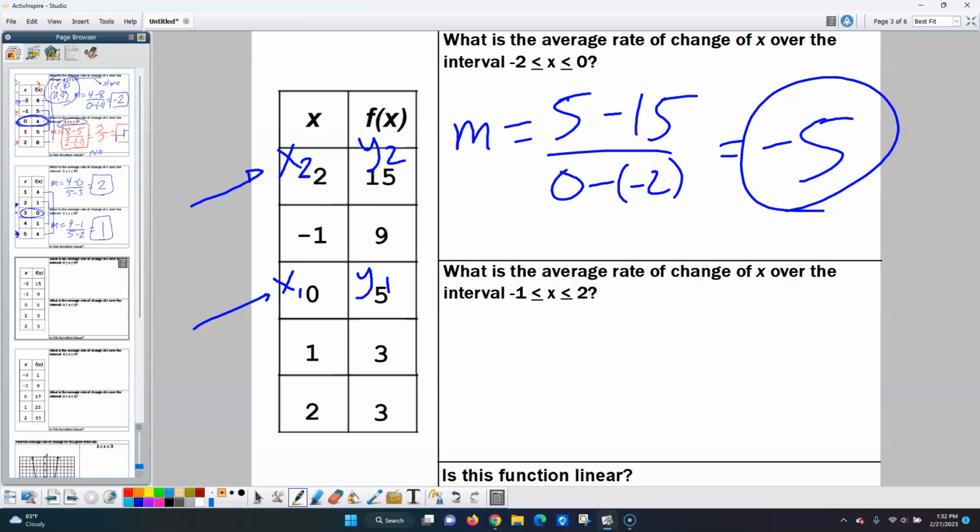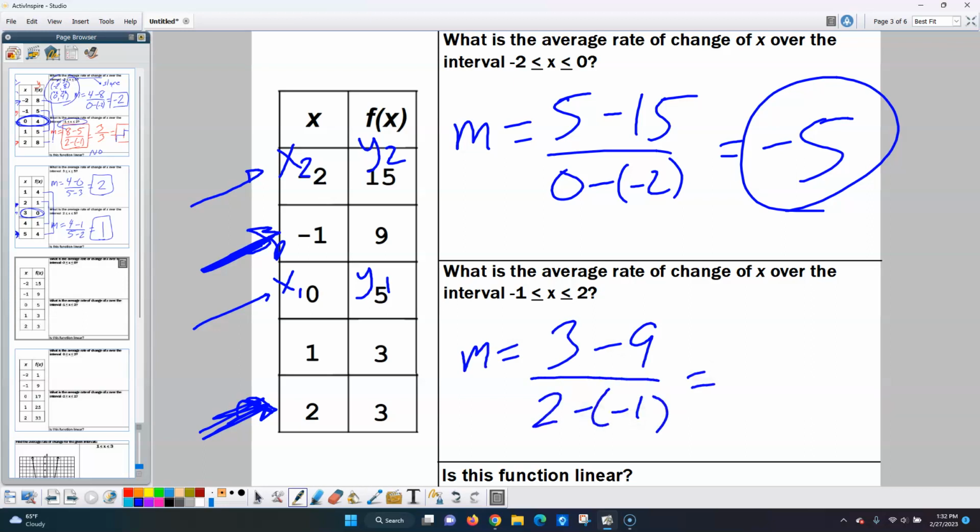your slope. We'll see average rate of change of x over the interval -1 to 2. I'm going to look right here and right here. So -1 to 2. I'm going to say my slope or average rate of change is 3 minus 9 over 2 minus -1. That's -6 up top. That's +3 on the bottom. I think that is -2.